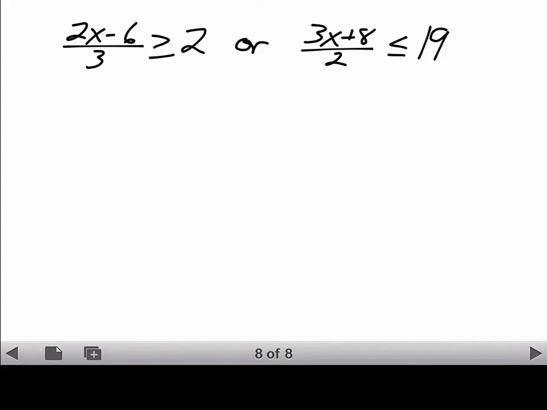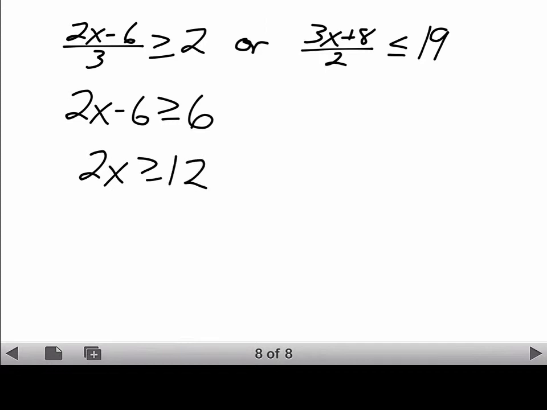Finally, we have 2x minus 6 over 3 is greater than or equal to 2, or 3x plus 8 over 2 is less than or equal to 19. To solve the first inequality, I'm going to clear the fraction, and so I have 2x minus 6 is greater than or equal to 6. Adding 6 to both sides, I get 2x is greater than or equal to 12, and so x is greater than or equal to 6.